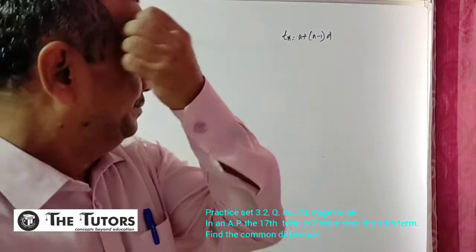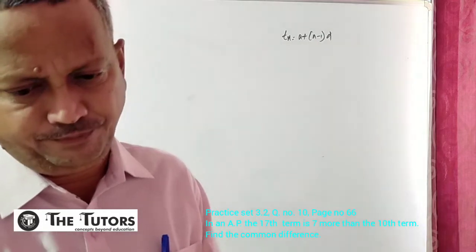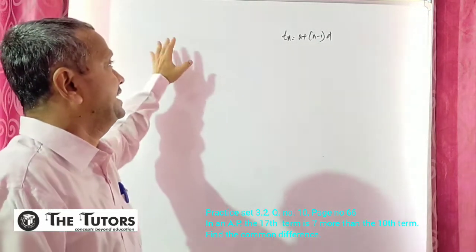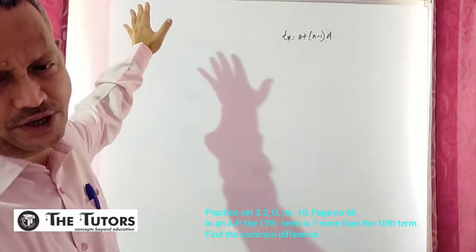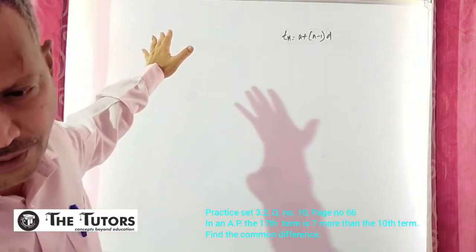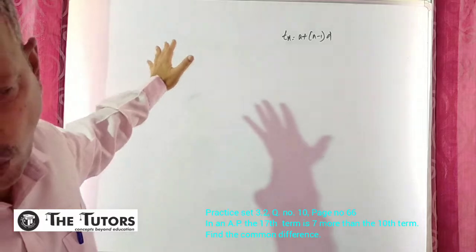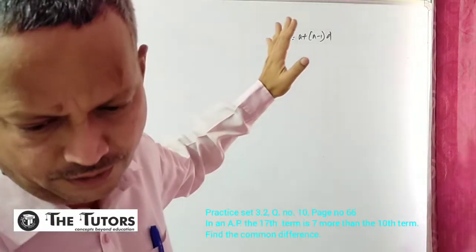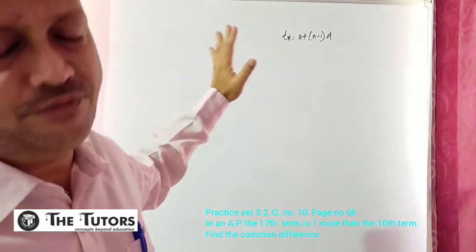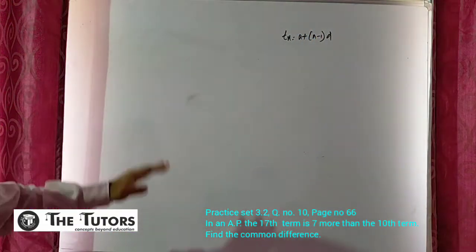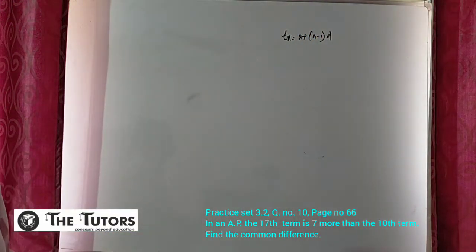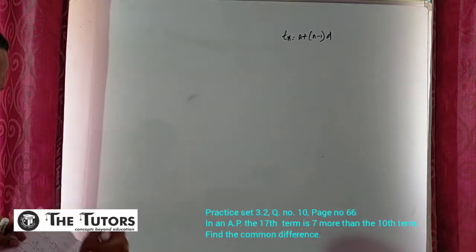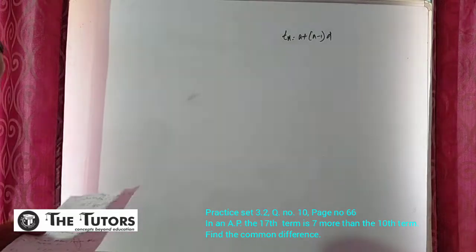Same exercise. Question number 10. In an AP, the 17th term is 7 more than the 10th term. Find the common difference. Okay, what is given to you?